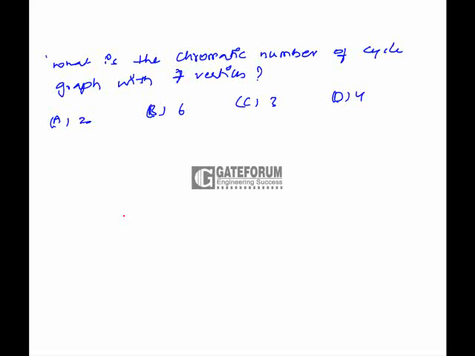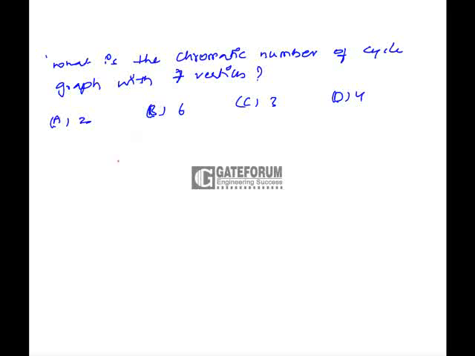Here in this question, we have to find the chromatic number of a cycle graph with 7 vertices. Chromatic number is nothing but the minimum number of colors needed to color the vertices such that no two adjacent vertices have the same color.